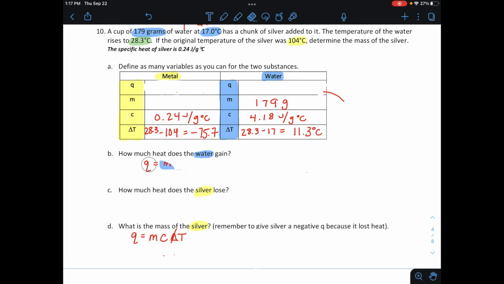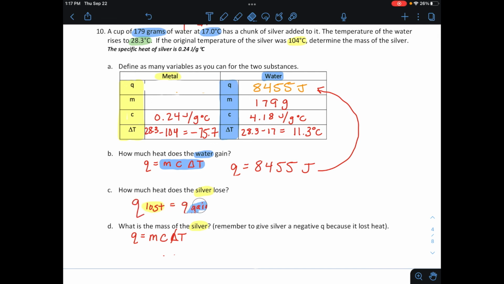So very, very simple, Q equals MC delta T. And I made it blue so it matched up. We're going to put it into our calculator, Q equals MC delta T, and we get that. Now this number right here, I'm going to go ahead and plug back in here. So the Q of the water, or the heat that the water gained, was 8,455 joules.